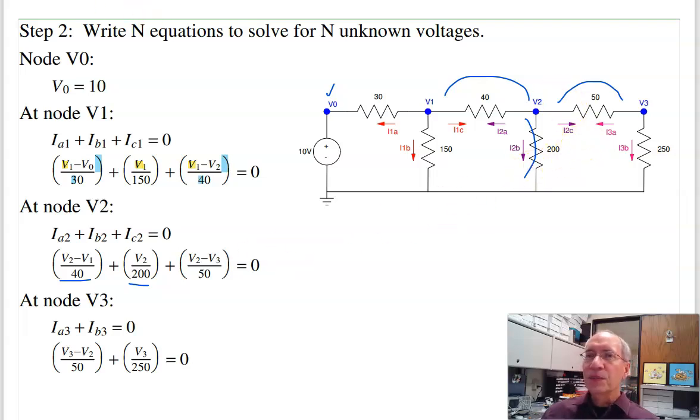At node 3, current left plus current down equals 0. Current left is b3 minus b2 over 50, this term. Current down is b3 over 250. Again, all the b3s are positive, everyone else is negative. So now I've got 1, 2, 3, 4 equations for 4 unknowns. Should be able to solve.